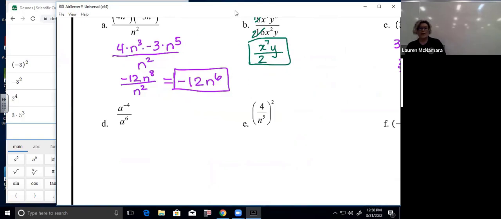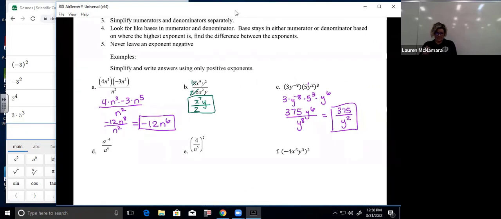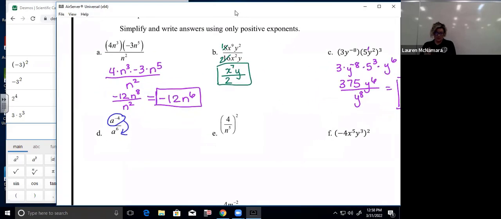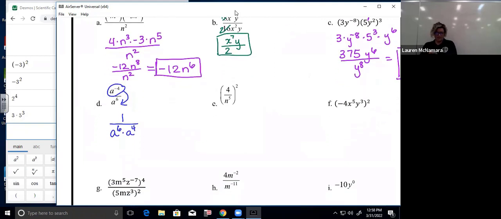D, do I have any parentheses here? Nope, no parentheses. Do I have any negative exponents? Yes. So this negative exponent comes down, the a to the 6th stays where it is. What's left in the numerator is 1. So I have a to the 6th times a to the 4th. Simplifying my numerator and then my denominator, I have 1 divided by a to the 10th. There's nothing else to do. There's my answer.